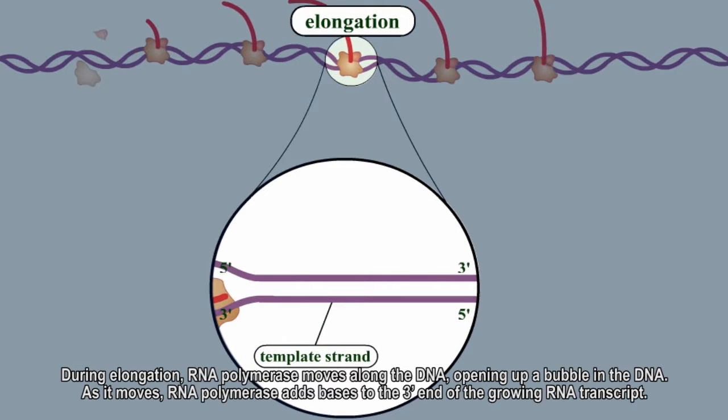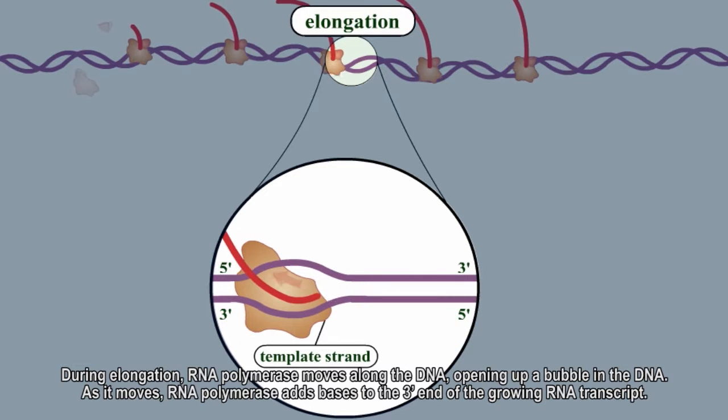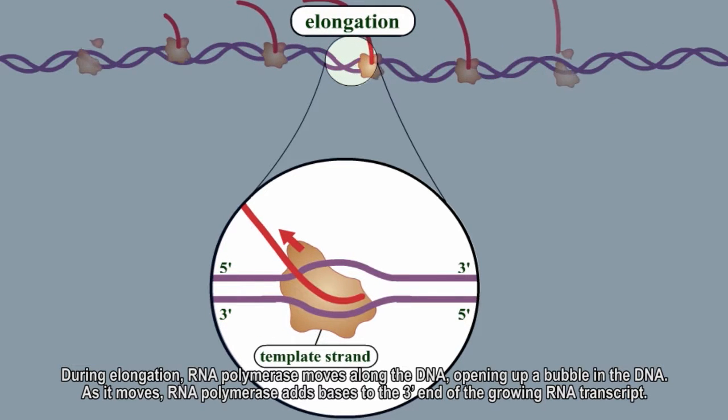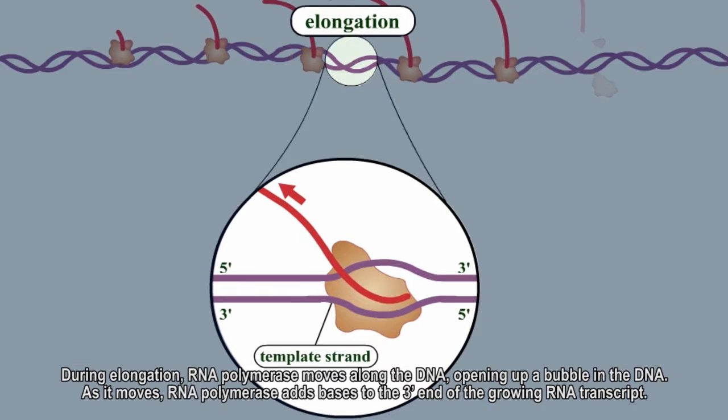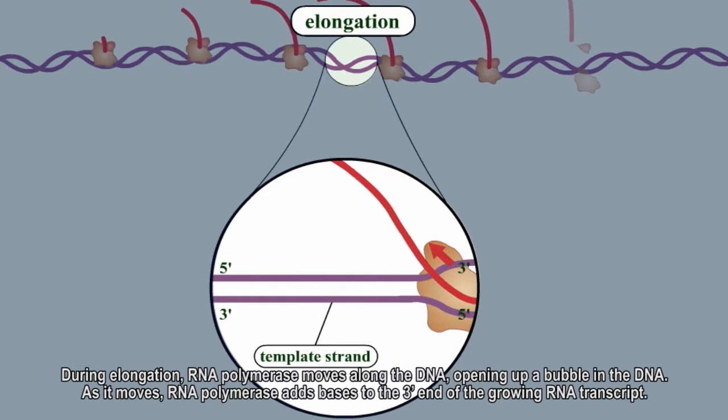During elongation, RNA polymerase moves along the DNA, opening up a bubble in the DNA. As it moves, RNA polymerase adds bases to the 3' end of the growing RNA transcript.